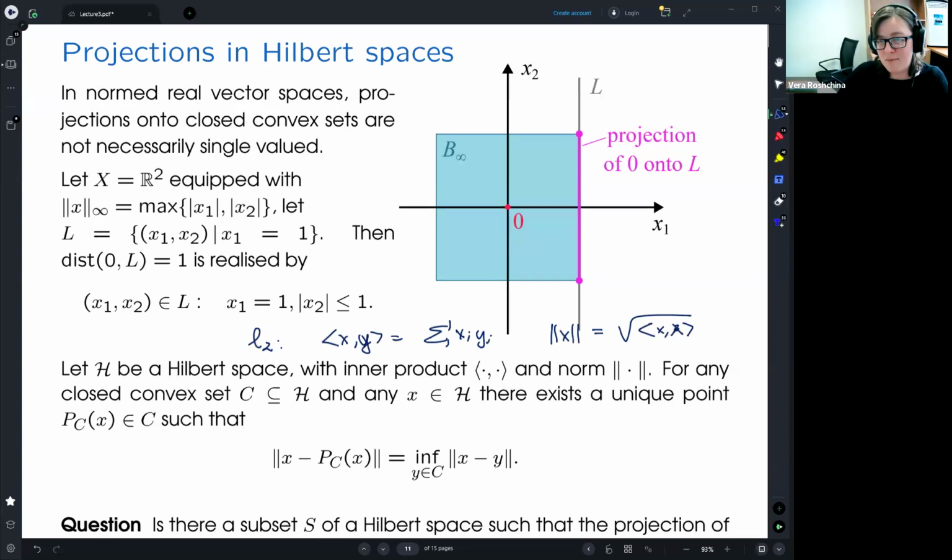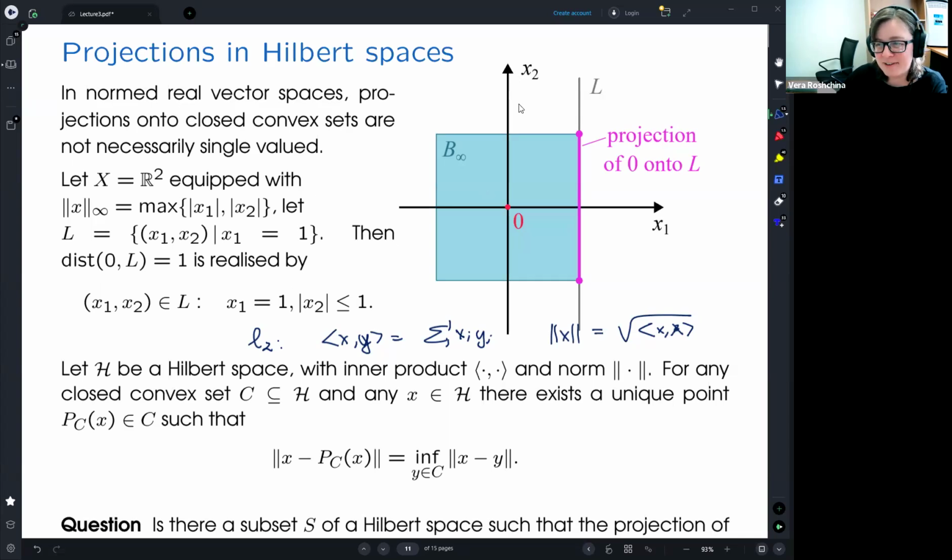So I haven't talked about projections yet, but in finite dimensional spaces, most of you will know that projections are unique on closed convex sets, right? That's why we can actually have projection methods. And it's the same in Hilbert spaces. It's not the same in general, right?